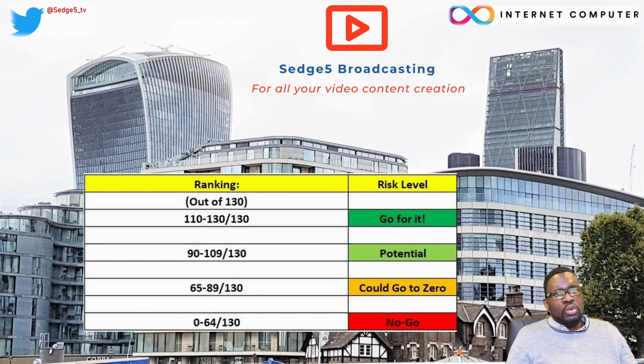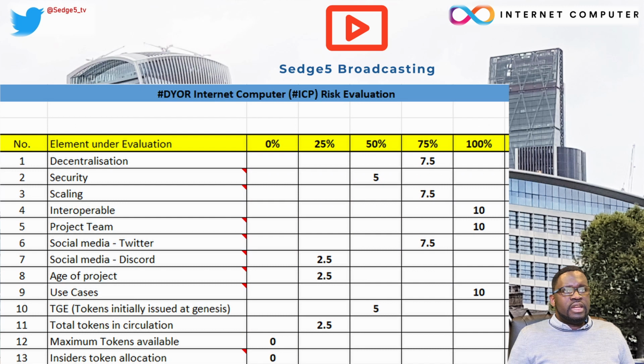Now onto the actual scoring across the 13 elements for Internet Computer. Decentralization, 7.5 points out of 10. Security, 5 points out of 10. Scaling, 7.5 points out of 10. Interoperability, 10 points out of 10. Project team, 10 points out of 10. Social media presence via Twitter, 7.5 points. Social media presence via Discord, 2.5 points. Age of the project, 2.5 points.